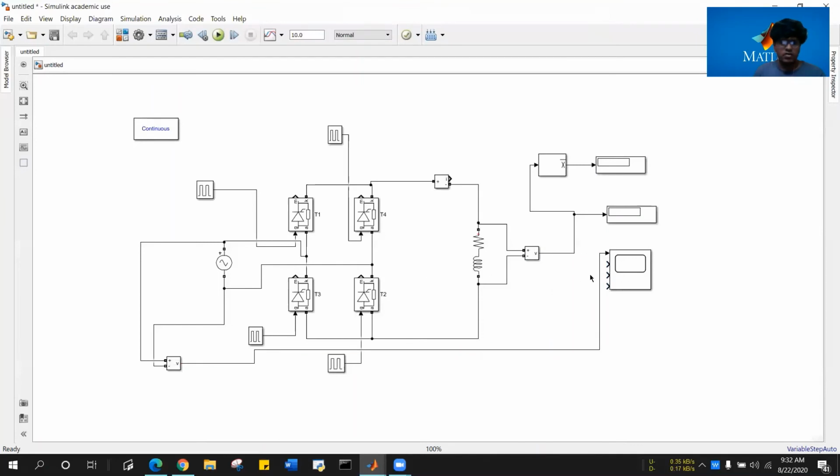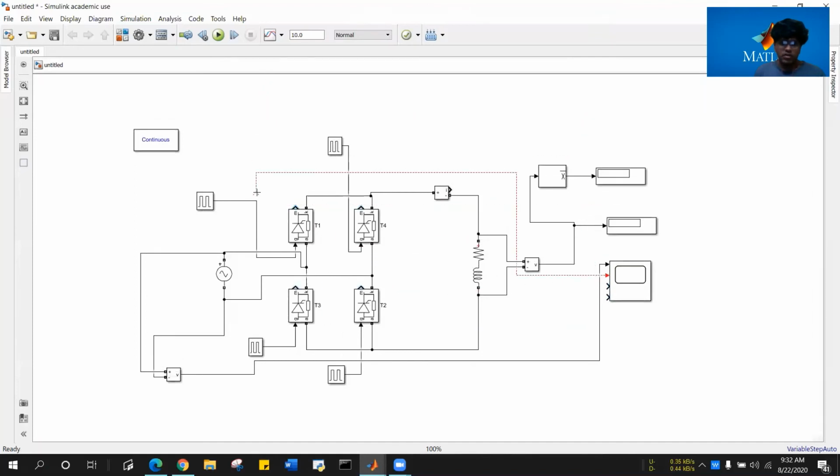First value should come from the initial value, so we got the first initial value. The second value should come for T1 and T2, so connect it to any pulse generator, either the one connected to T1 or the one connected to T2. Third should come from the T3, T4 pulse generator, and the fourth value should come from your output. Right, so we have all the values.